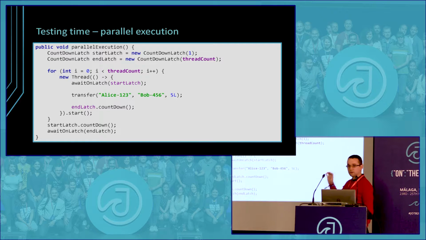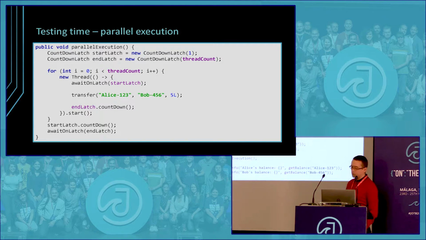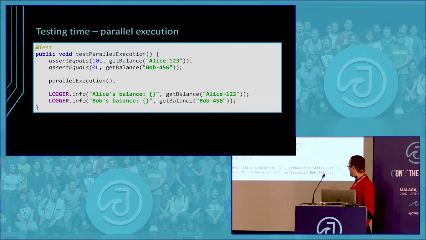So for that, we are slightly changing the unit test. Now we have two countdown latches. The first one is to allow us to start all the worker threads at the same time. The second one, the end latch, is for the main thread to wait on all the worker threads to finish processing. So here's what we're going to do. We create a number of worker threads that wait on the start latch to start at the same time. We do the transfer, and at the end, we're just going to check the balance.